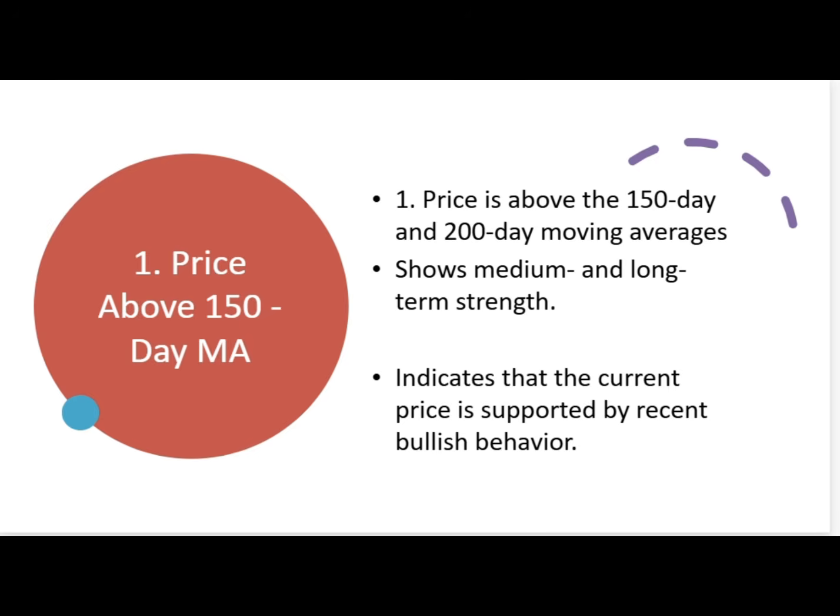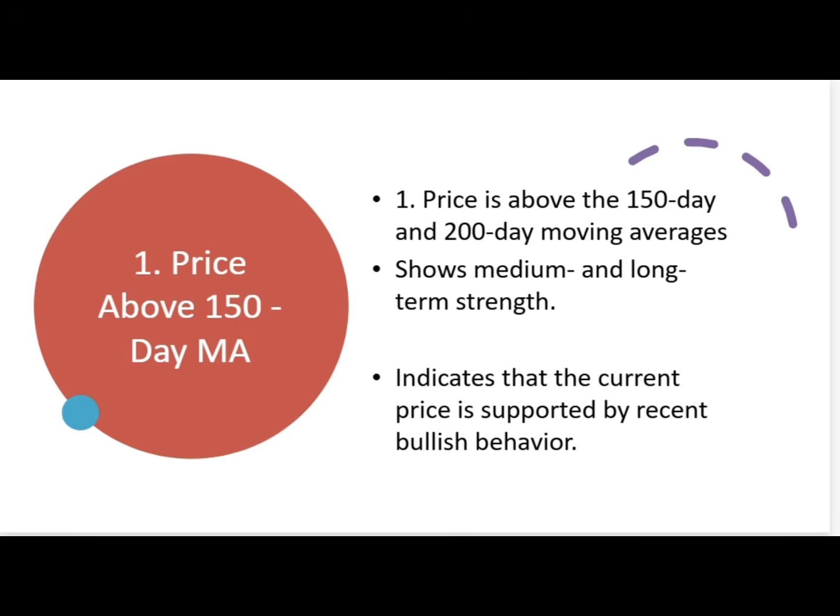A stock trading above its 150-day moving average isn't just healthy, it's showing dominance. This tells us it's in a confirmed uptrend, a trait of Stage 2 price action. It reflects that the majority of recent price action is positive.